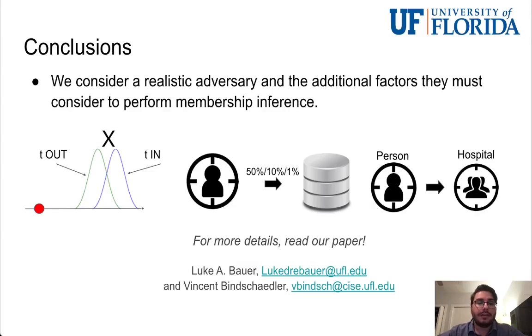This brings us to our final conclusions. In this paper, we have considered a realistic adversary and the additional factors and methods they must consider to perform membership inference on realistic targets. For instance, query filtering and considerations for the difference between the auxiliary dataset and the target dataset, inclusion frequency, and possible group and hospital membership inference attacks are all issues that need to be considered to properly evaluate the risk of membership inference. We believe that further papers on this topic should include these and other factors.